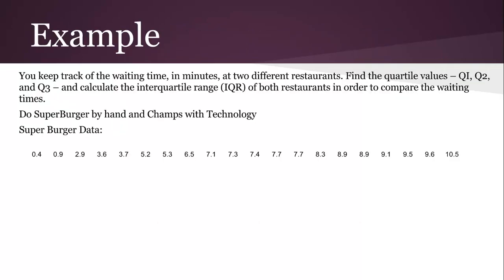All right, so an example, you keep track of waiting time in minutes at two different restaurants. Find the quartile values, Q1, Q2, and Q3, and calculate the interquartile range of both restaurants to compare the waiting times. So the two restaurants are Super Burger and Champs.